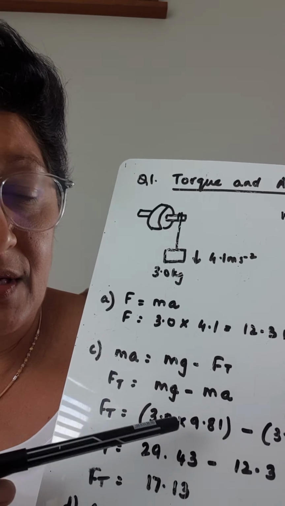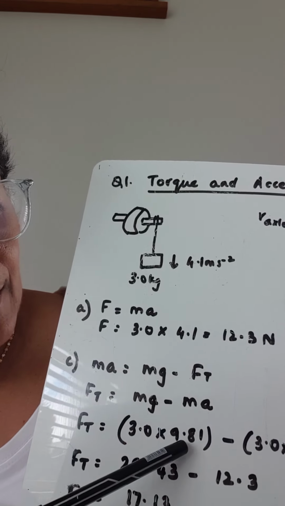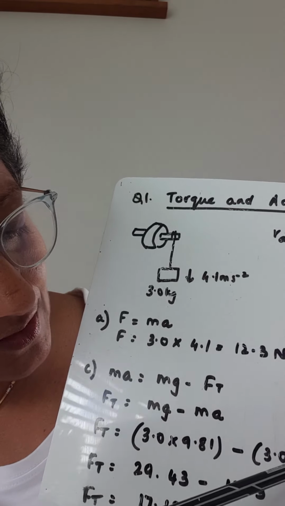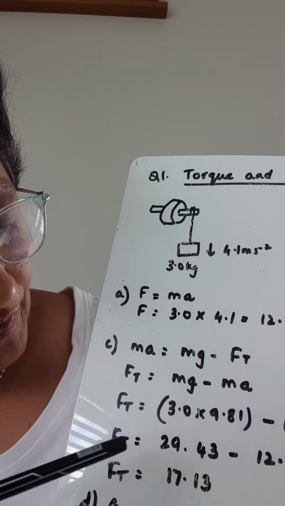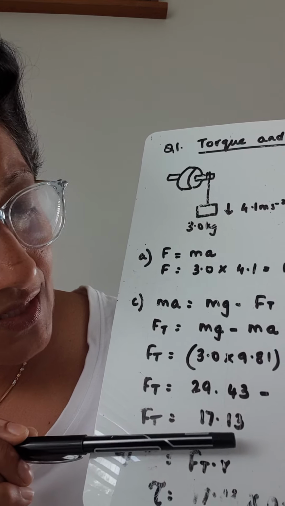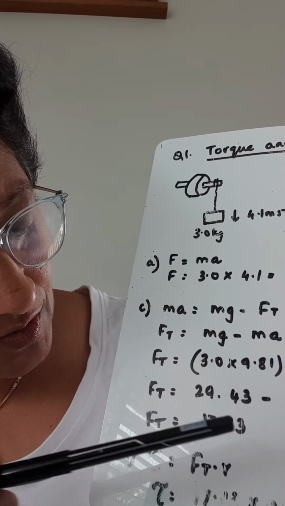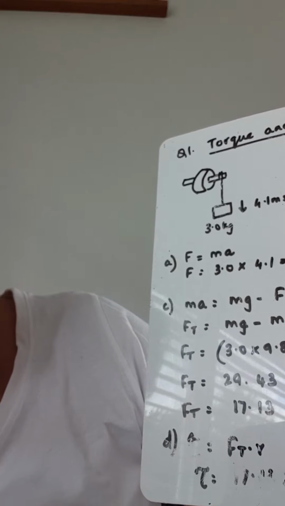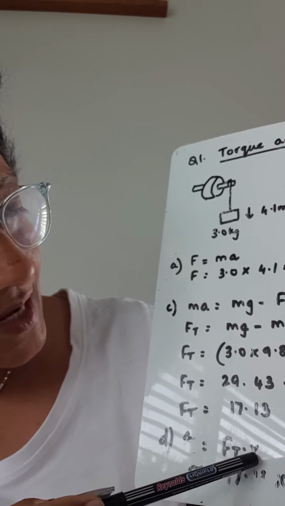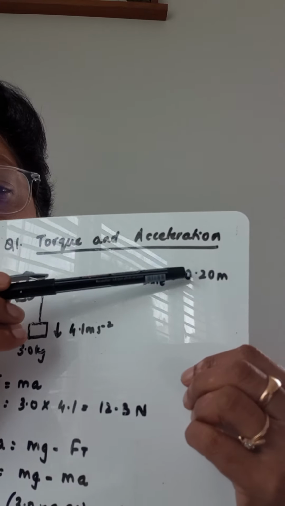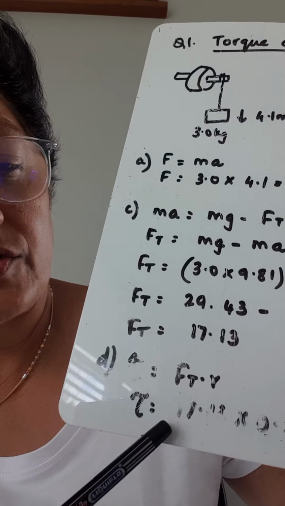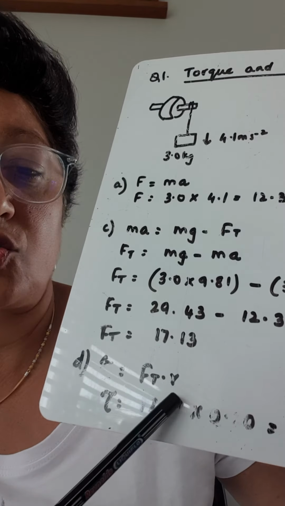And then I just got the numbers. So mg is 3 times 9.8 minus ma, it's still 3, and acceleration is 4.1. It's got a little rubbed off. And so tension force, the difference between the two, it works out to 17.13 newtons. Now, if we needed to calculate the torque, it's tension force times the radius, and we know from the top the radius is this value. So you just multiply those two, and it's possible to calculate torque.